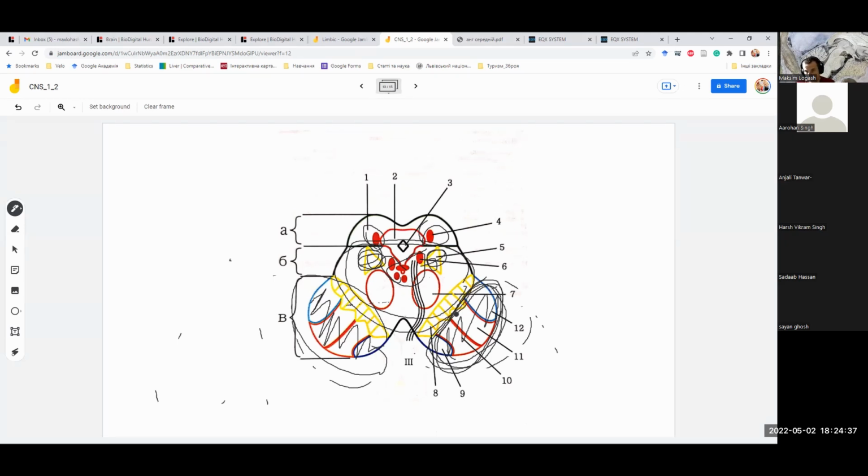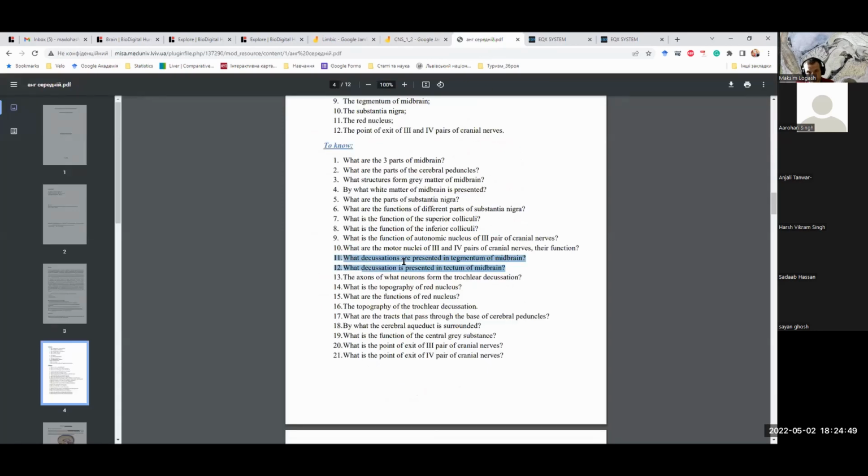About the specific nuclei of the midbrain, again, you have to read. It's not a big deal. There are just a few of them. It's quite easy. But the decussation, please don't forget.